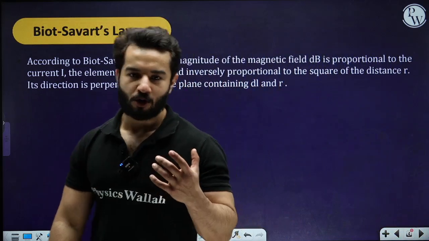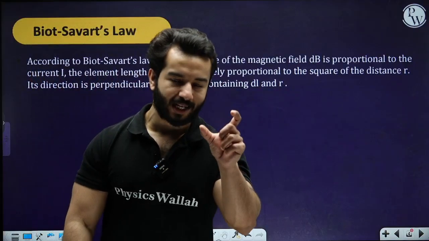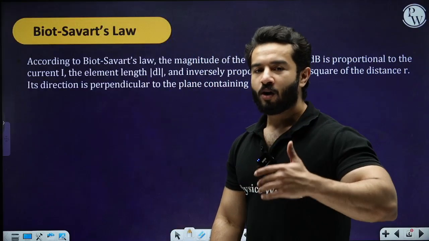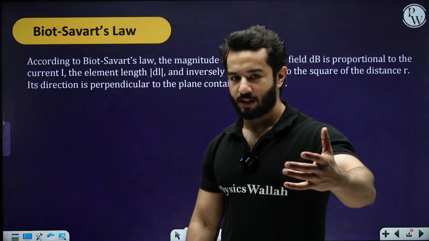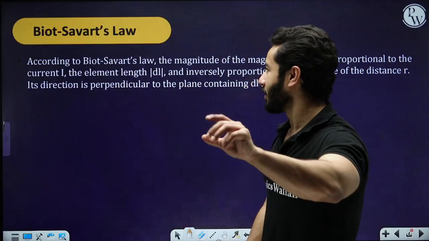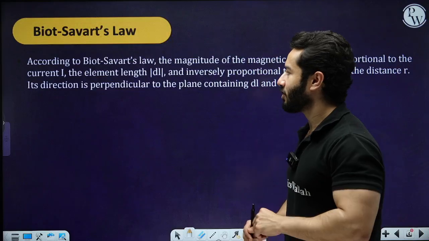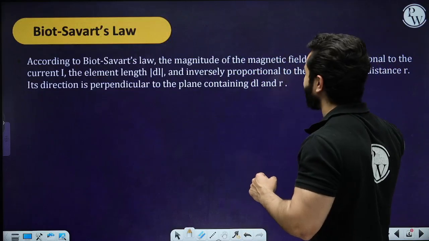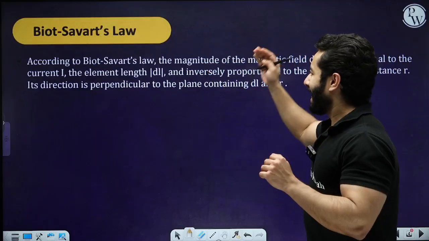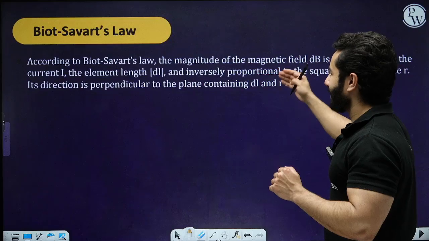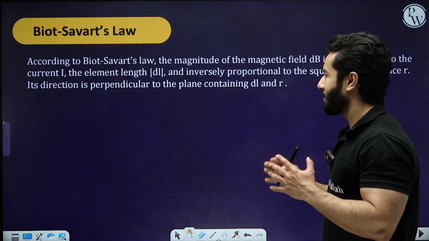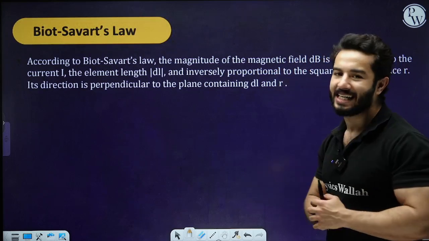Now Biot-Savart's law will also tell us the magnitude of the magnetic field as well as the direction of the magnetic field, right? And we are going to also coin a special rule for this direction of magnetic field that you already know. First of all, Biot-Savart's law says, according to this law, the magnitude of the magnetic field dB is proportional to the current I, the element length dl, and inversely proportional to the square of the distance r. Its direction is perpendicular to the plane containing dl and r.